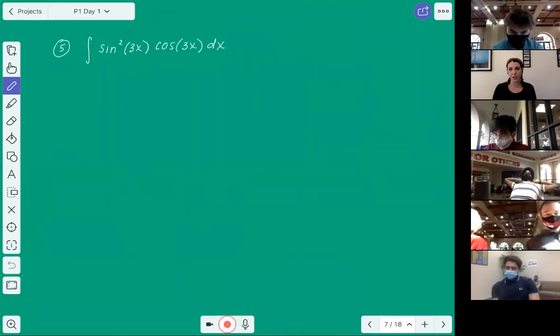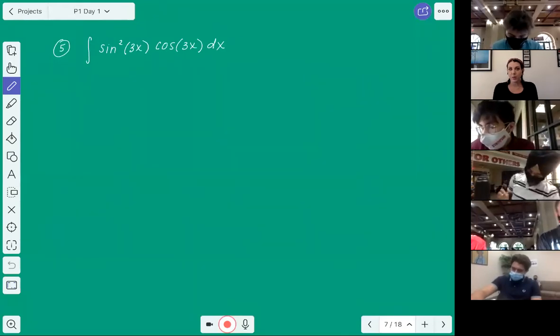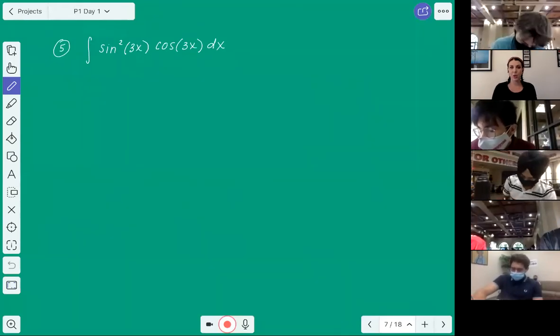Okay, this one's a bit trickier. Sine squared 3x times cosine of 3x dx.